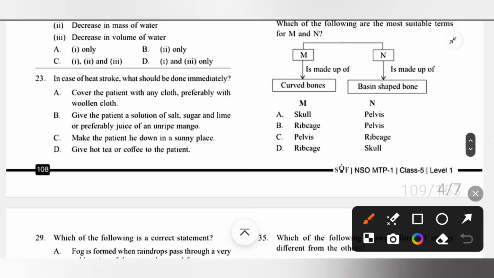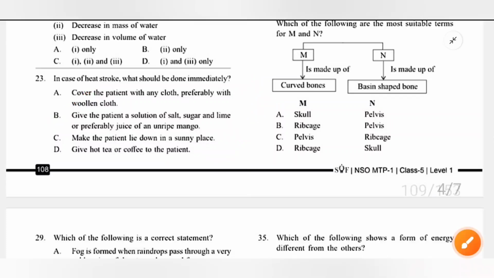In case of heat stroke, what should be done immediately? A. Cover the patient with any cloth, preferably with woolen cloth. No. B. Give the patient a solution of salt, sugar and lime, or preferably juice of an unripe mango. Yes. So in case of heat stroke, give the patient a solution of salt, sugar and lime, or preferably juice of an unripe mango. Okay, so option B is the correct answer. C. Make the patient lie down in a sunny place. No. D. Give hot coffee or tea to the patient. No. So option B is the correct answer.